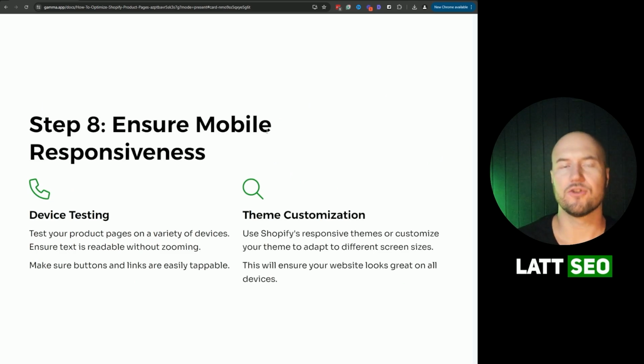Step 8, ensure mobile responsiveness. This is something that most themes on Shopify now already have built in, but you want to make sure this is set up and structured correctly. So if you are setting up your site and doing it manually, make sure you're doing device testing and theme customization as needed to make sure the site loads correctly and properly on mobile devices.